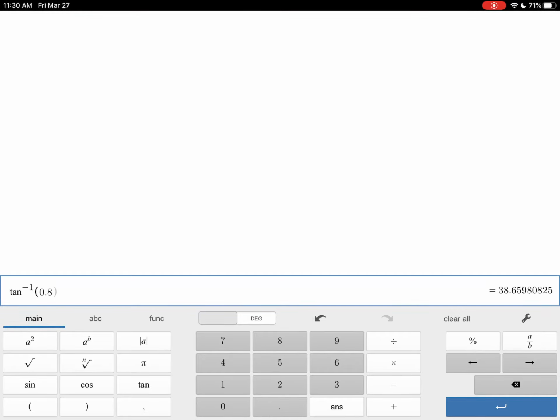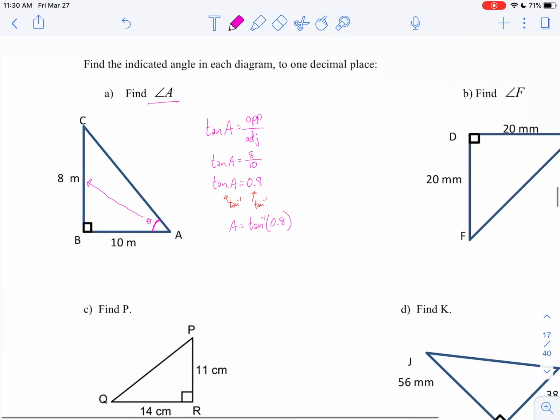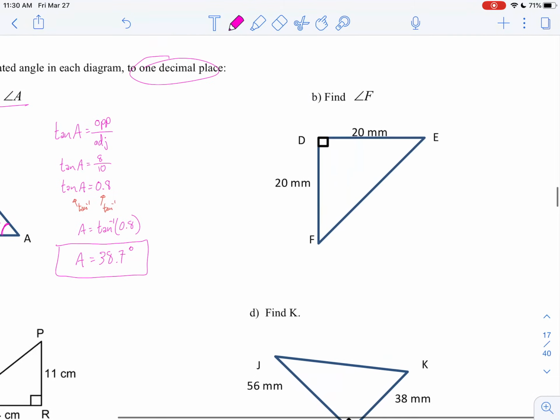38.65. If I'm rounding to the nearest hundredth, you see there's a 9 after that 5, so I'm going to have to round that 5 up to a 6, so I'm going to take 38.66. I'm just going to double check and see if our question asks us to round to 1 decimal place. It does ask us to round to 1 decimal place. So that 6 is going to round up to a 7. So I'm going to have the answer of tan inverse of 0.8 is 38.7 degrees. Making sense? Moving on.